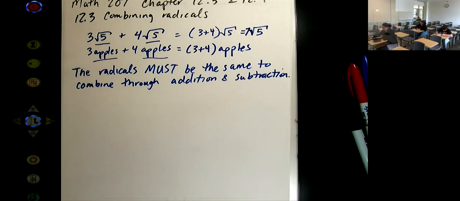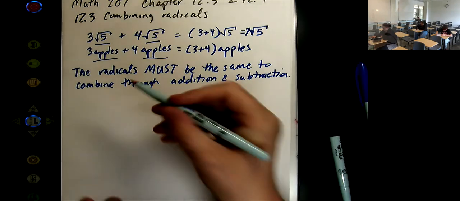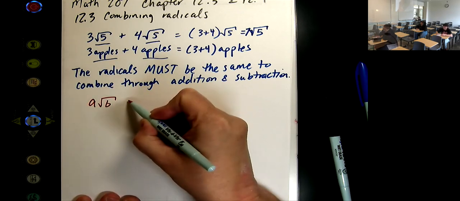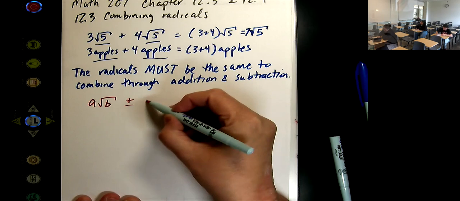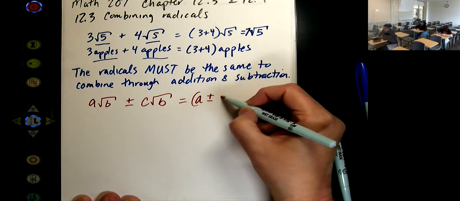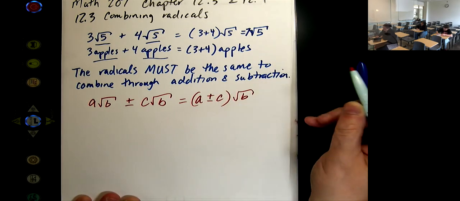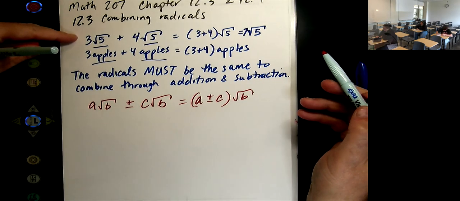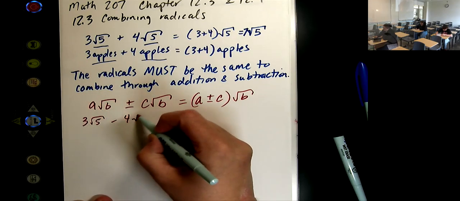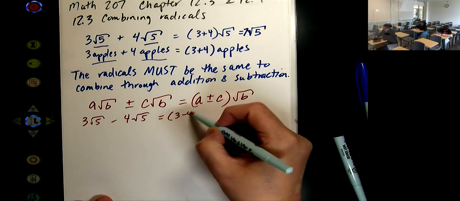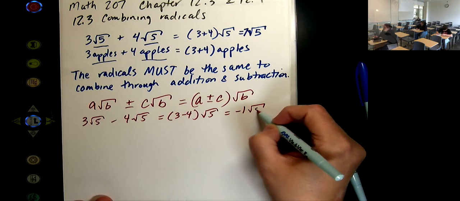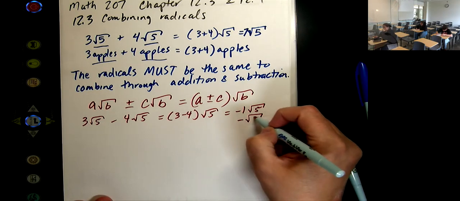So when we combine radicals, they have to be the same, and we can for addition and subtraction. So if I've got like a times the square root of b, and I add to it or subtract c square root of b, I get the a plus or the minus the c times the square root of b. Kind of like I did up here. If I had done the minus sign, obviously that would have been a little bit different, only because the answer is different. I would have had 3 minus 4 square root of 5 and gotten negative 1 square root of 5, or just negative square root of 5.